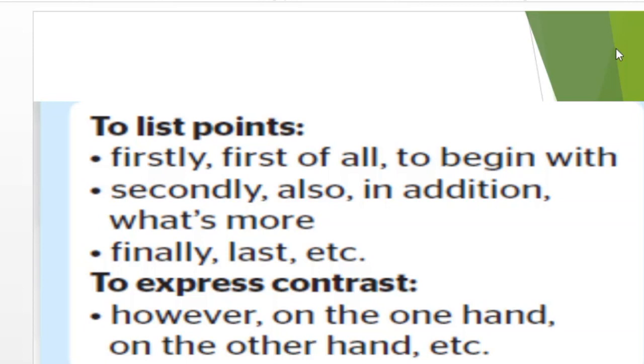Then you can also write in the refuting paragraph or in the opposing paragraph certain linkers which are used to express contrasts. For example, you can write, however, on the other hand, or on the one hand and on the other hand. In one paragraph, you should write on the one hand, and in the other paragraph, you should write the opposing point of view, starting with on the other hand.